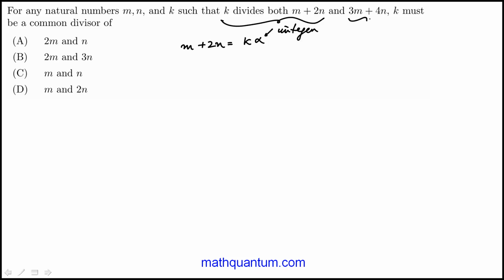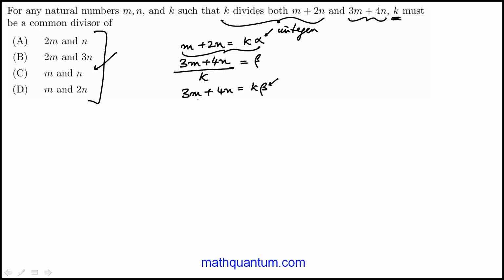And similarly, I can do that with this part, 3m plus 4n, since it's divisible by k. You can say that this is some integer, let's say beta, or you can directly write it as is, k times beta. Beta is some integer, which is what I did here. Now, our goal is to get something about k and how it relates to m and n. So you do have to glance at the answer choices.